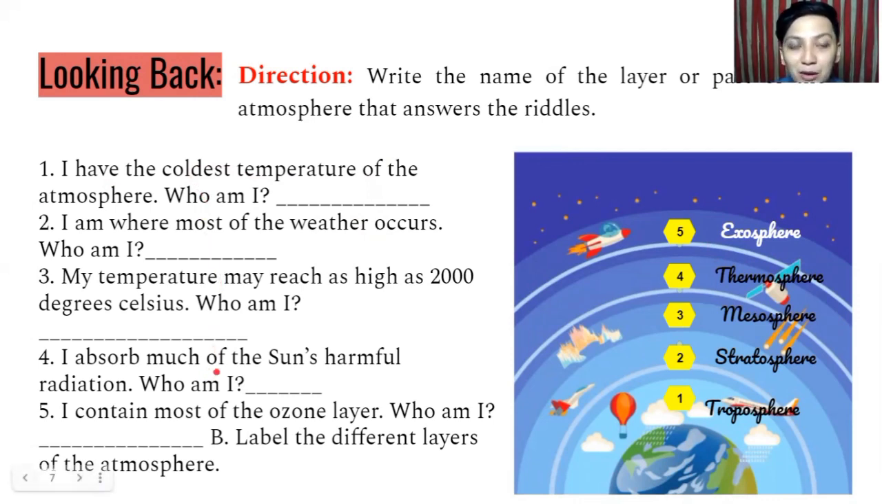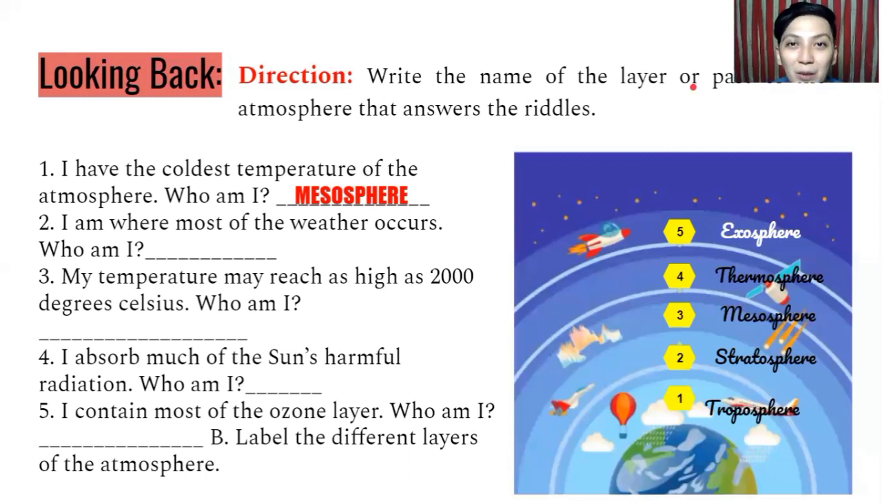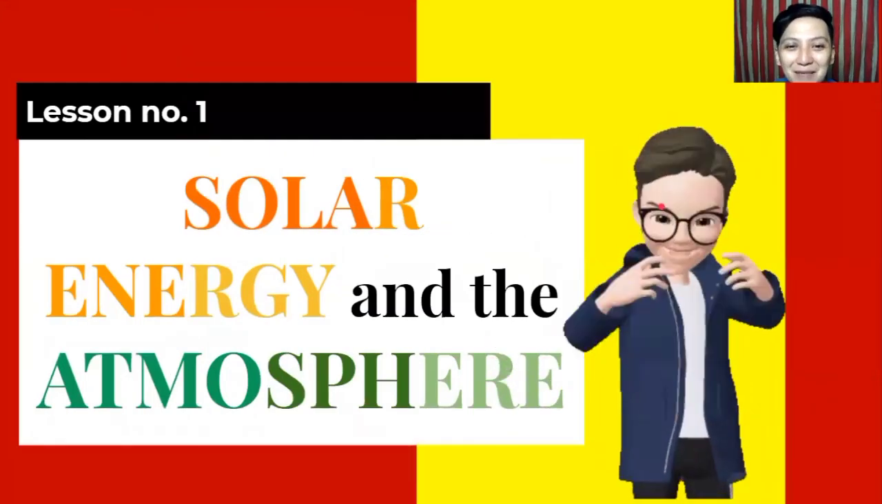Let us have an example for number 1. I have the coldest temperature of the atmosphere. Who am I? The correct answer is Mesosphere. So Mesosphere is the coldest layer of the atmosphere. You will answer number 2 to number 5, and as our topic goes by, you will be able to understand those riddles as well. Okay, so let's start with lesson number 1.